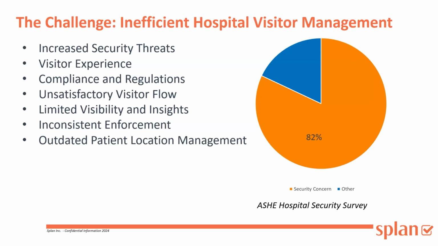That comes with limited visibility and insight, so we want to make sure we can stay on top of that. A very big part of it is inconsistent enforcement, right? Do we know who's coming in? Were they approved? Did they go through the right process? And did we do that for everyone? And then, of course, outdated patient location management. They said the person I'm visiting was in room 500. When I got up there, they were not because the data was not correct. So how do we fix that?